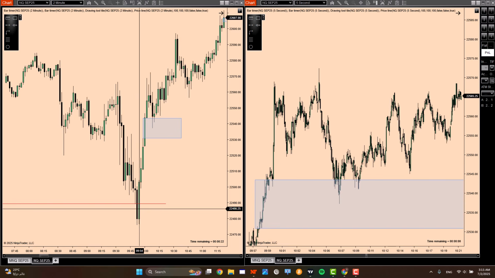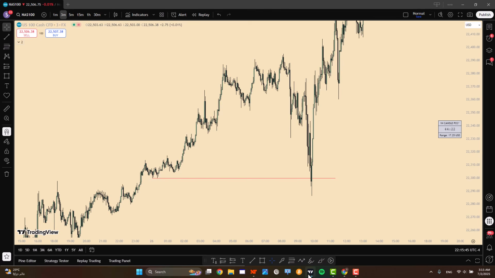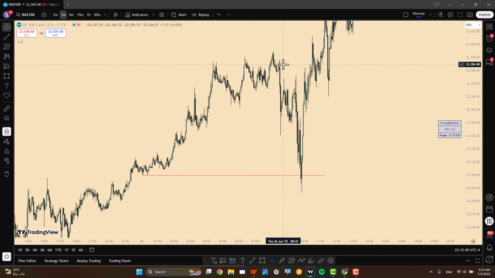First of all, let's talk about why we are expecting higher prices. So the context is very important. If you go to TradingView, this is the move. We have a heavy move to the downside, and we swept these lows right here. Now, why am I using this low and not this and not this and not this?